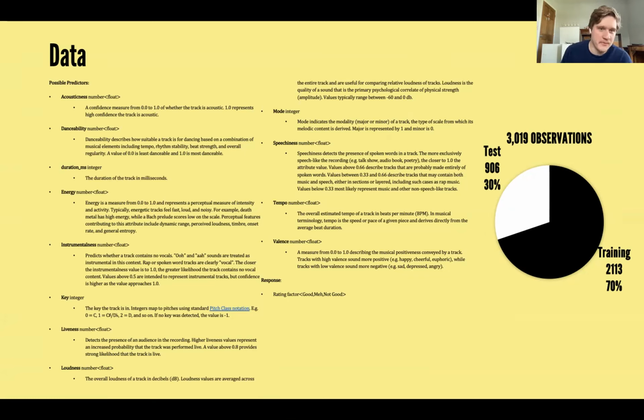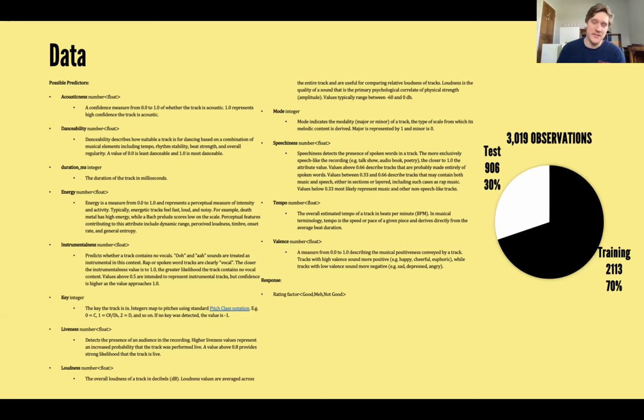I'm not going to go through all of them for the sake of time, but acousticness is the confidence measure from 0 to 1 of whether a track is acoustic. So if there's a track that's very much a guitar in the background, no production besides that, it will probably get close to a 1. And if there's no acoustics, let's say very electronic production, then it will get closer to a 0.